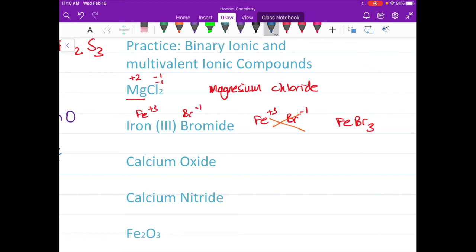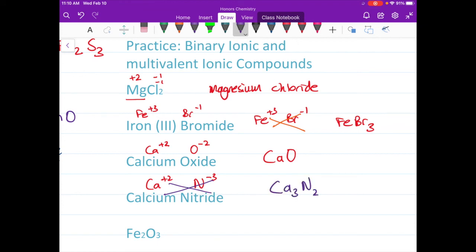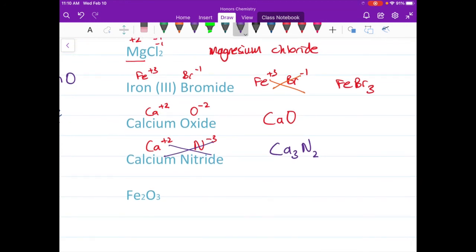Calcium oxide, okay? Calcium is in group 2, and calcium has a plus 2 charge. Oxygen is in group 16, has a minus 2 charge. It's already balanced, so the formula is going to be CaO. Calcium nitride. Calcium is in group 2, has a plus 2 charge. Nitrogen is in group 15 and has a minus 3 charge. Let's play the switcheroo game. That means the 3 goes there and the 2 goes there. Ca3N2.